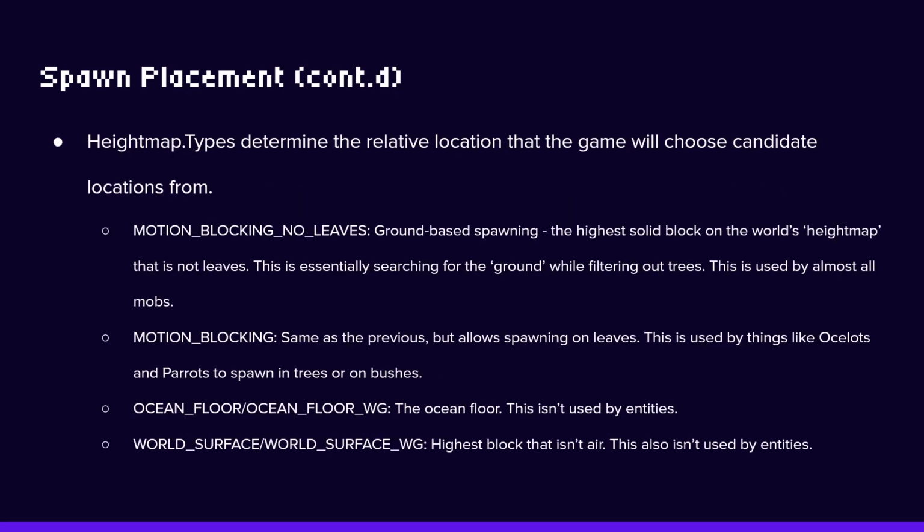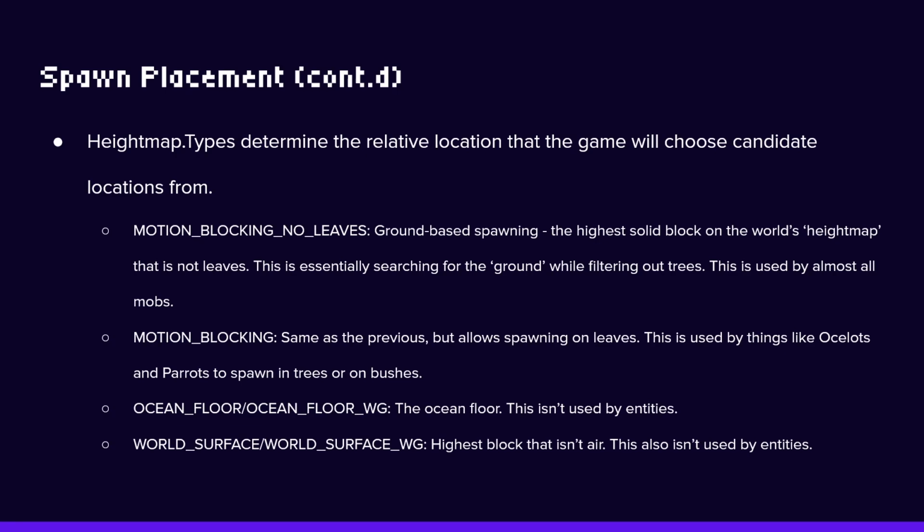You have Heightmap types. So Heightmap types determine the location that the game chooses the candidates from. Normally for spawning stuff on the ground, the game goes from the very top block and then finds the first ground block, as in where the ground is determined to be by the world generator, and that's where it will try spawning entities. So you can change that behavior here using the Heightmap types.